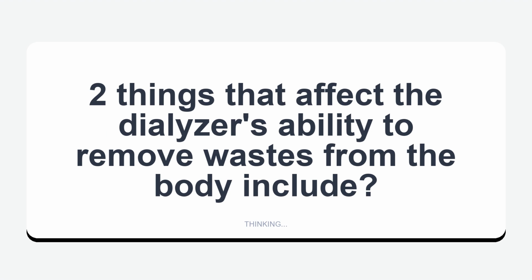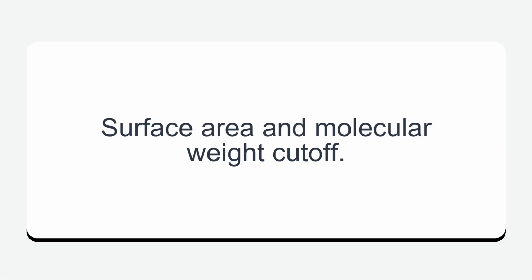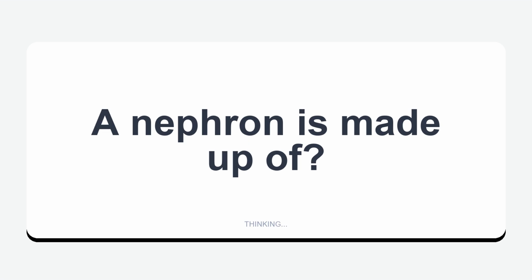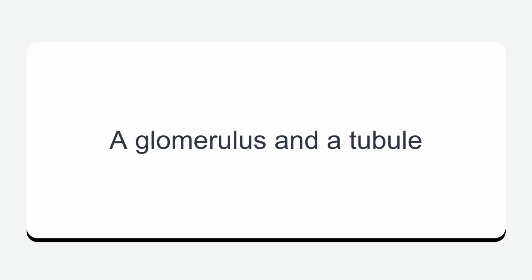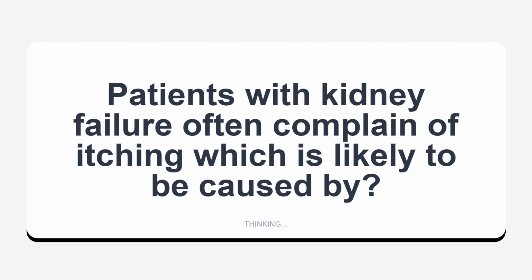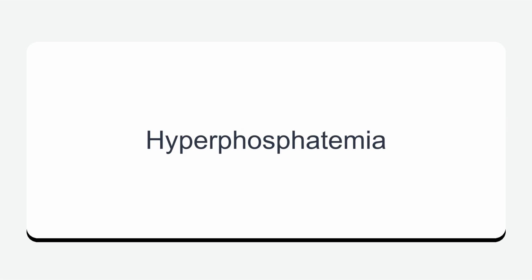Two things that affect the dialyzer's ability to remove wastes from the body include surface area and molecular weight cutoff. A nephron is made up of a glomerulus and a tubule. Patients with kidney failure often complain of itching, which is likely to be caused by hyperphosphatemia.